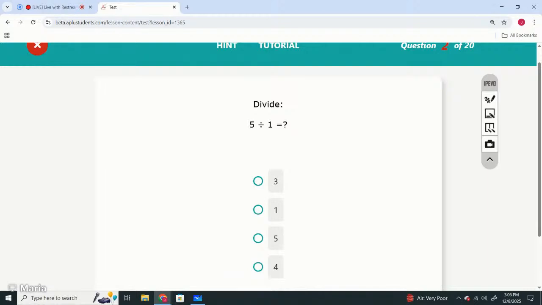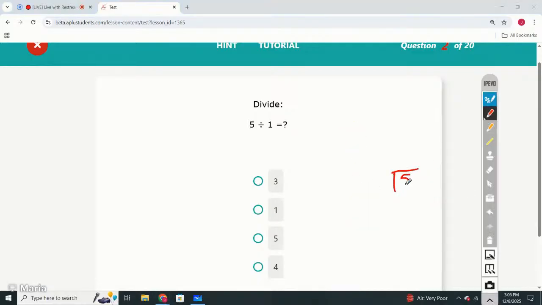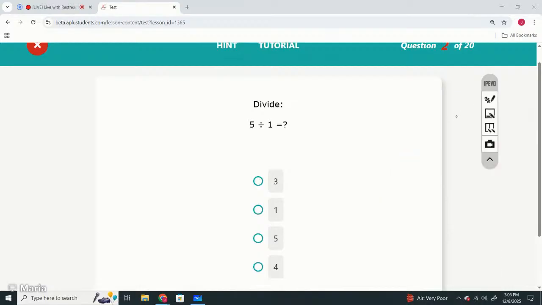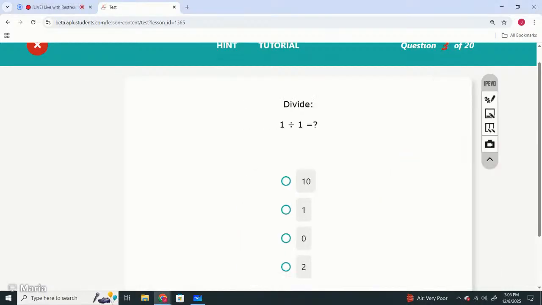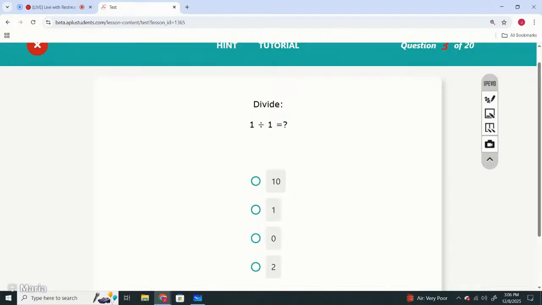Divide 5 divided by 1. Any number divided by 1 means the number stays the same, right? So you are dividing 5 by 1. 1 times 5 is 5, right? So the correct option is 5. 5 divided by 1 equals 5. Option number 3 is the correct option.